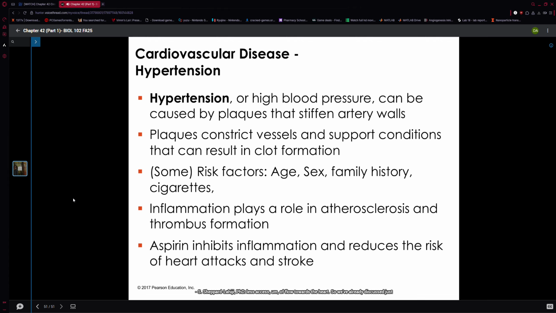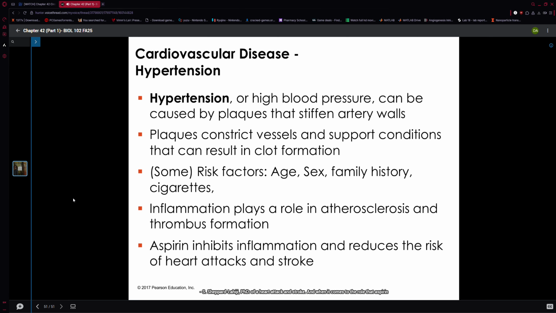So we've already discussed just a little bit about inflammation as it relates to atherosclerosis, recruitment of macrophages, production of foam cells. So there is a relationship between inflammation and hypertension. And aspirin is something that can be prescribed as a way to inhibit inflammation, which can help reduce the risk of a heart attack and stroke.